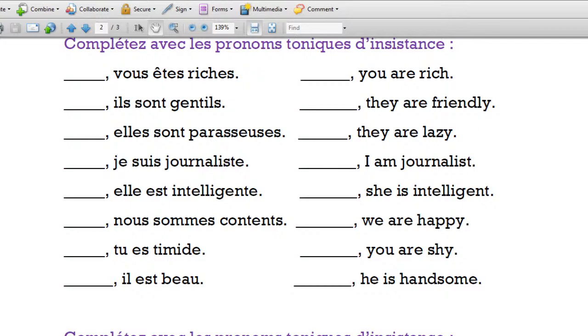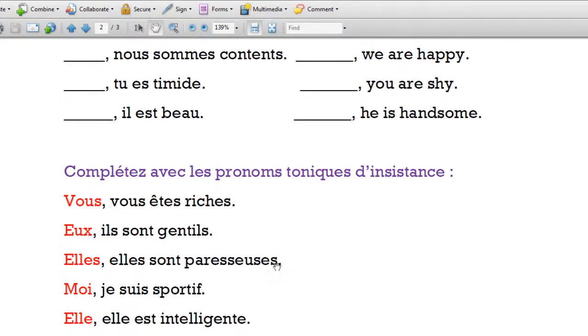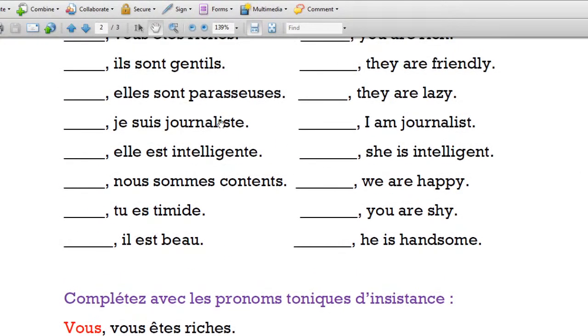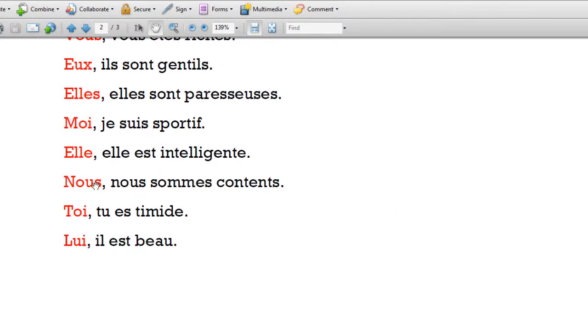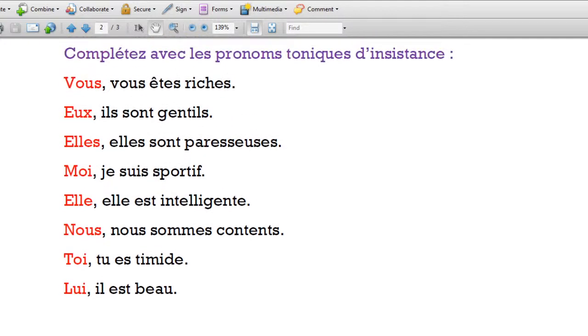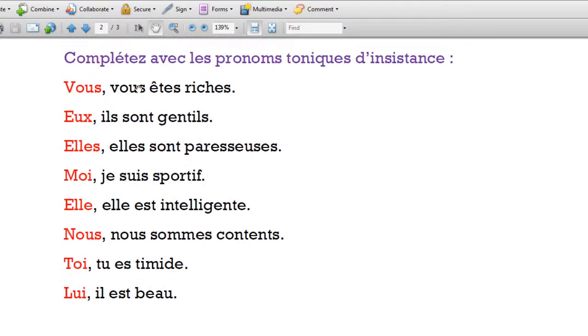Je suis journaliste. I am a journalist. You can see I changed it to sportif. Okay, leave it. Here. Moi, je suis journaliste. Me, I am a journalist. Okay. Again, elle est intelligente. She is intelligent. Elle, elle est intelligente. Next, for nous sommes contents. Nous, nous sommes contents. So these words with the comma in front of the subject. This is the subject and this is an insistence. Pronouns of insistence here. That is the pronom tonique playing the role of emphasizing or insisting.